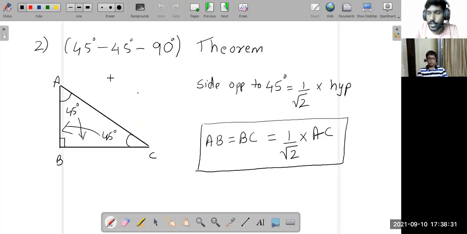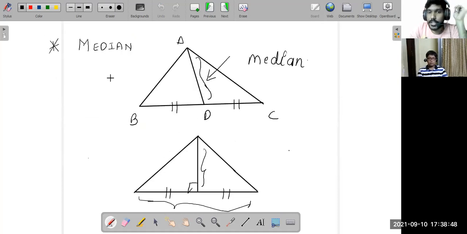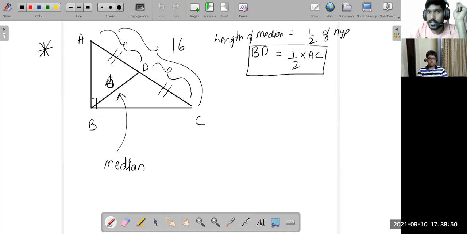Then we saw the 45, 45, 90 degree theorem, which says in a right angle triangle, if one angle is 90 degrees and the other two are 45 degrees, then the side opposite to 45 degrees is 1 upon √2 times the hypotenuse. In this all we can prove, okay? And then we know median, and there's one theorem on median, which says the length of the median is half of the hypotenuse.